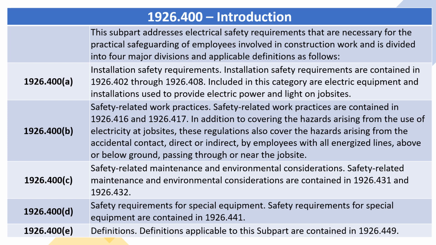1926.400(C), Safety-related maintenance and environmental considerations. Safety-related maintenance and environmental considerations are contained in 1926.431 and 1926.432. 1926.400(D), Safety requirements for special equipment. Safety requirements for special equipment are contained in 1926.441. 1926.400(E), Definitions. Definitions applicable to this subpart are contained in 1926.449. 1926.401 is reserved.